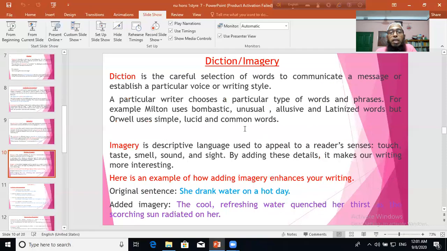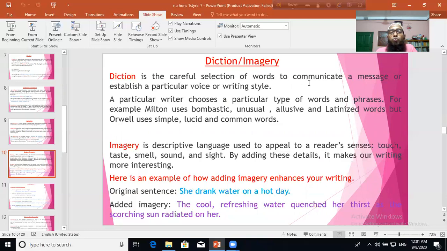Now look at diction and imagery. Diction is very simple. Diction means actually choice of words. That means each and every writer has his own choice of words, their own style. That is his diction.